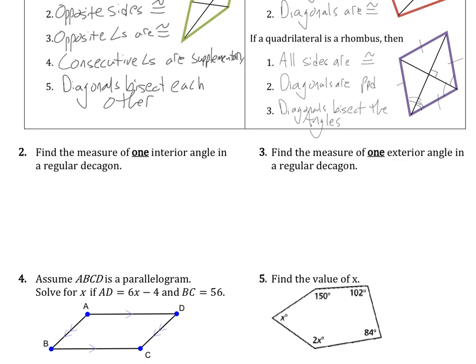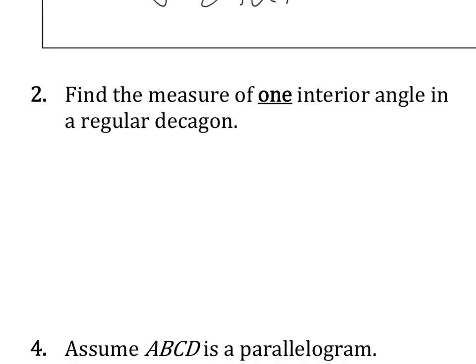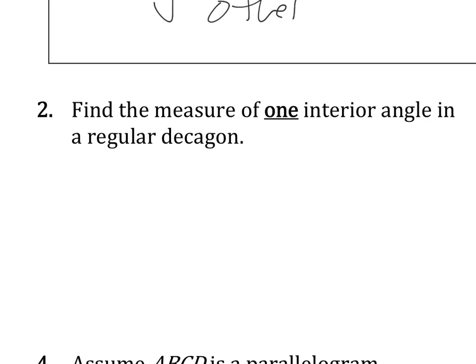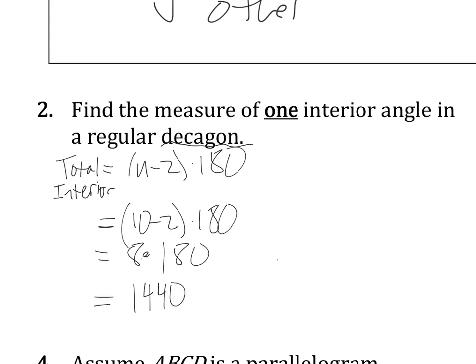Okay, well, let's talk about interior and exterior angles in a polygon. So remember the interior angles. We have our formula n minus 2 times 180, where n is the number of sides. So our total interior degrees is n minus 2 times 180. We should say interior, remember, that means the inside. So then n, because it's a decagon, is 10 minus 2 times 180. All right, so we have 8 times 180, and that gives us 1440 degrees.